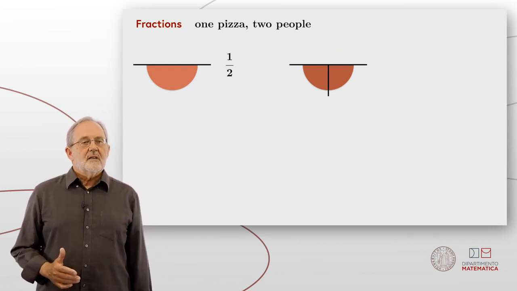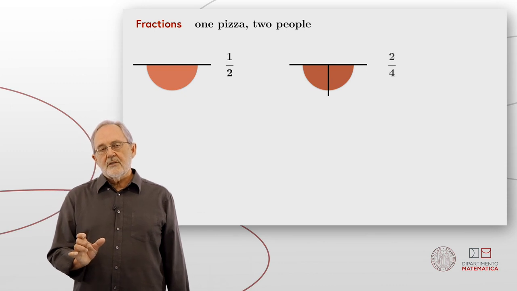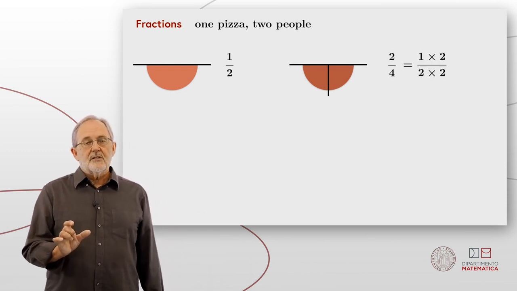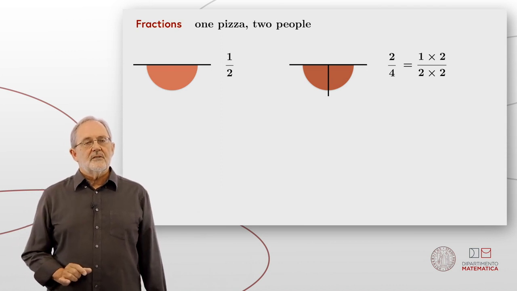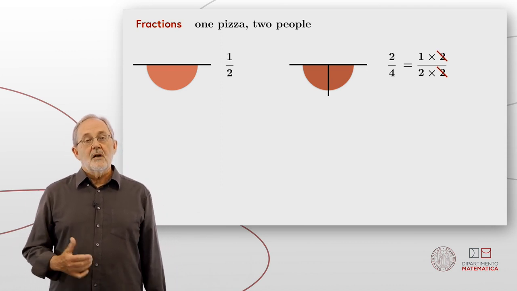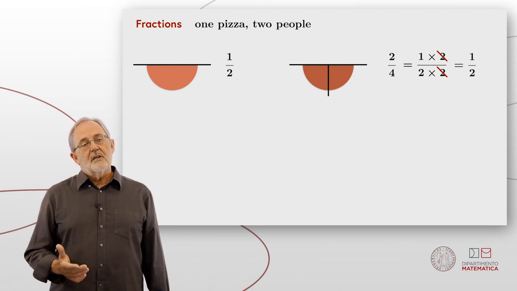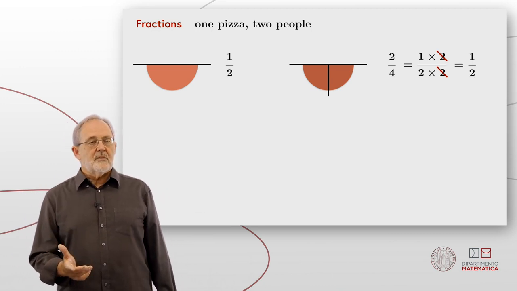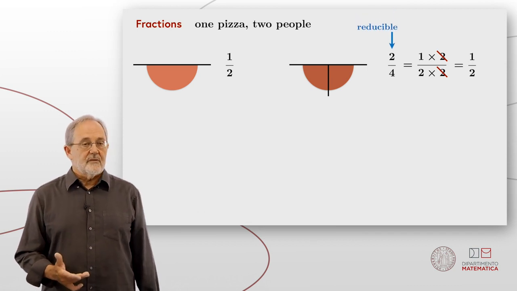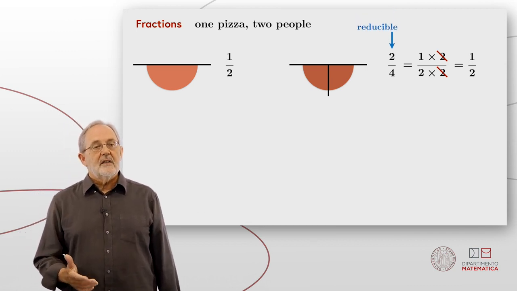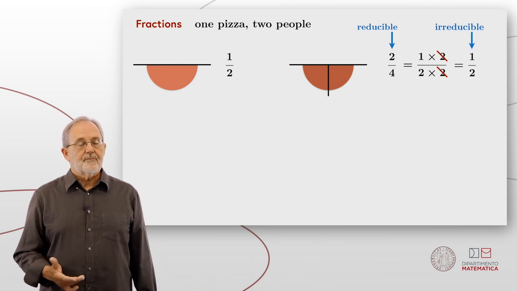Now, 2 out of 4, if you do the prime factorizations of the number 2 and the number 4, you see the 2 cancels out and you get back to the fraction 1/2. In other words, 2/4 is the same as 1/2, except that 2/4 is a reducible form of the fraction, whereas 1/2 is an irreducible form.